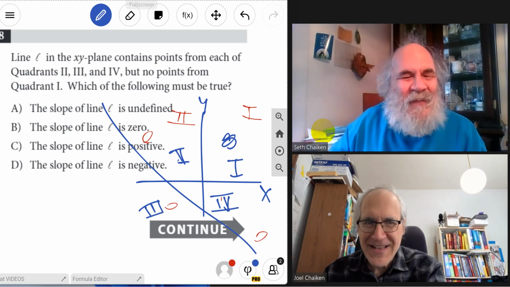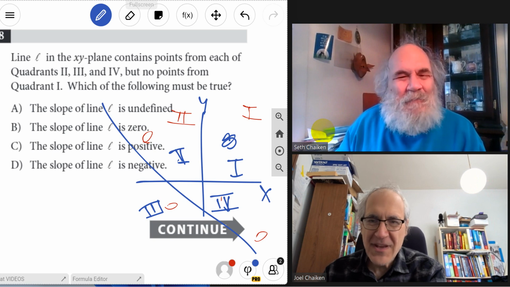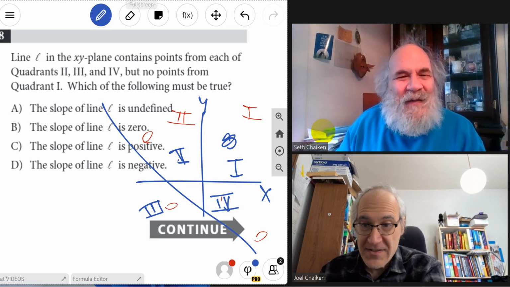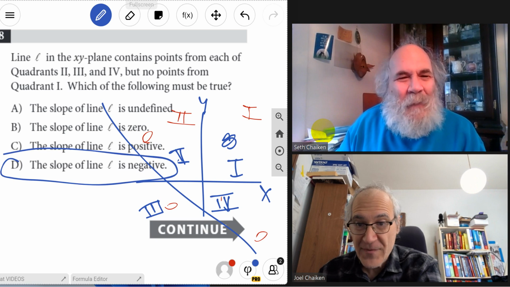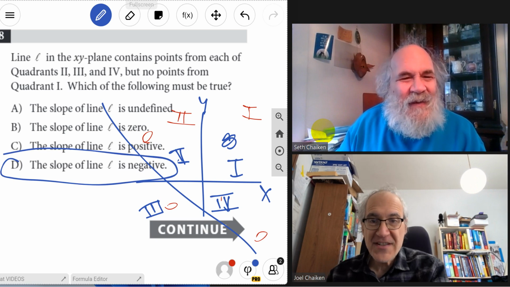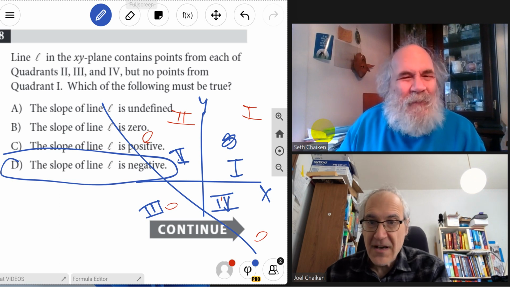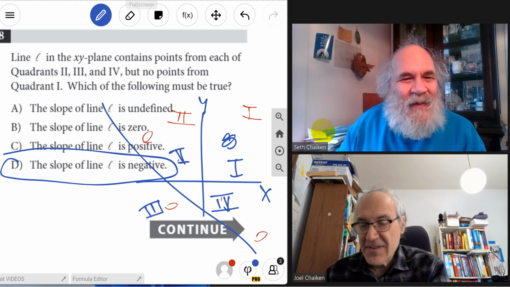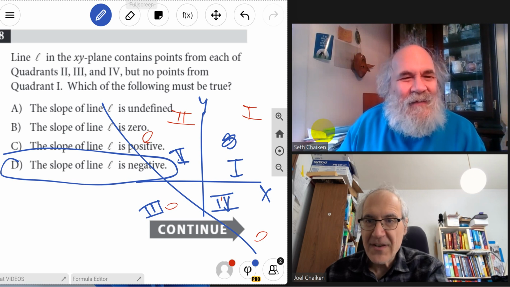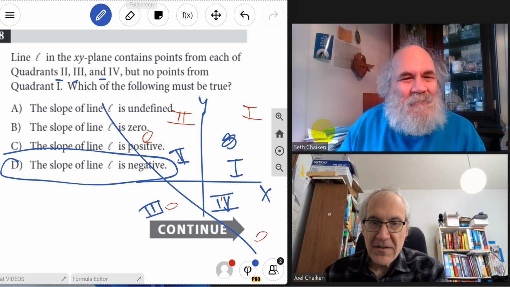So the slope of L is undefined, 0, positive, or negative. Looking at it superficially, the slope should be negative. Now, is this question this easy? Maybe it is. Is there something missing? I don't think so. So reread it: it's quadrants 2, 3, and 4. It looks to me like that's it.